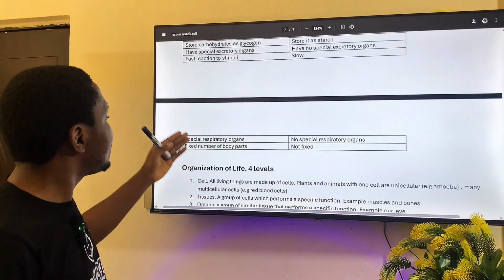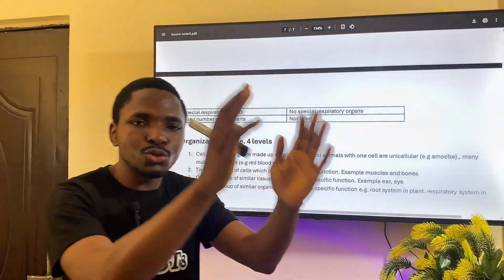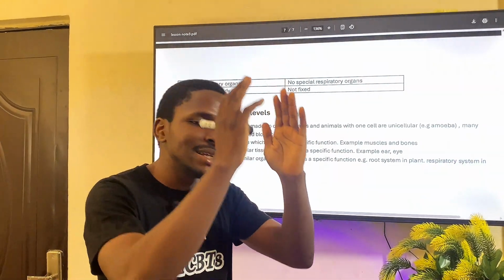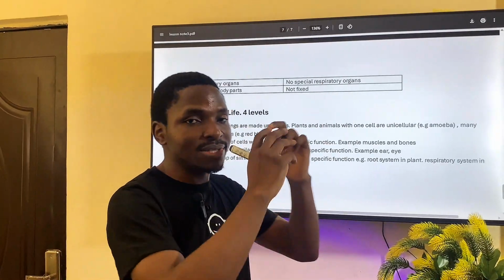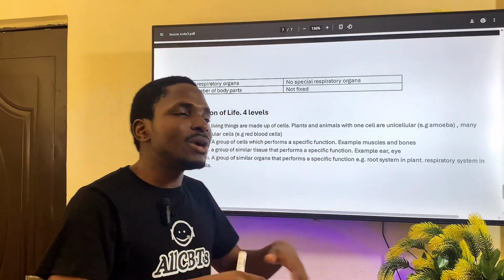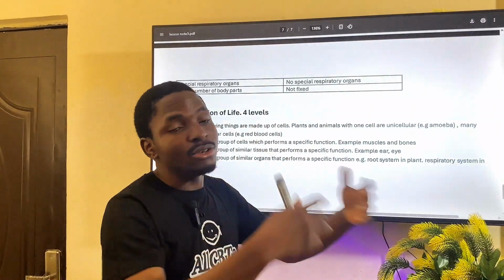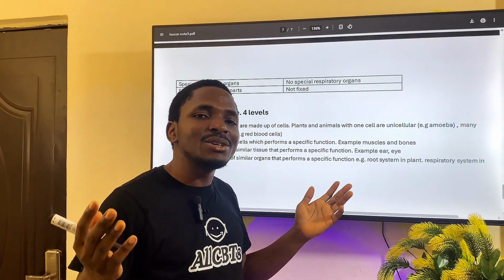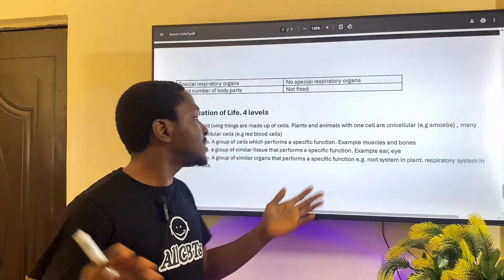Then animals have a fixed number of body parts. For example, 2 hands. You cannot see a human being that has 3 hands. You cannot see a dog that has 5 limbs. It's fixed. But when it comes to plants, one mango tree can have 100 branches. Another mango tree may have 200. See, so plants have no fixed number of body parts.